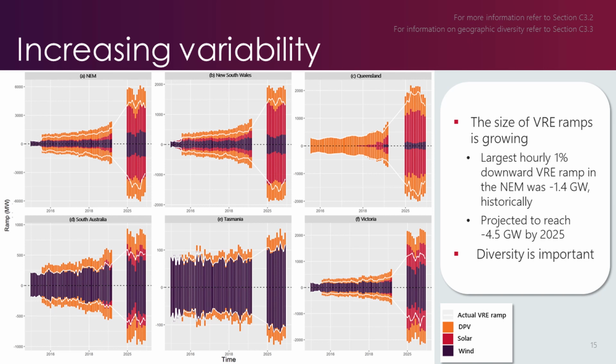So from the graph in front of you, we can see that Victoria seems to have the most diversity in VRE technologies by 2025, with the most equal projected ramps from each technology type, so the most equal looking coloured bars, and also the largest difference between the net ramp, so that white line, and the theoretical top 1% ramp. The appendix report also looks at geographic diversity, but I won't dwell on that now. So for more information on that one, you're going to have to check out section C3.3 of the report.